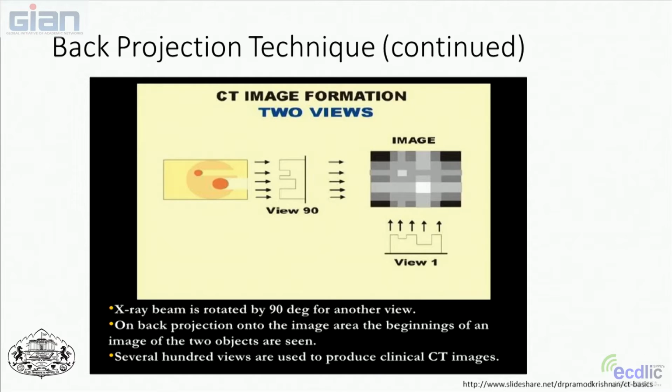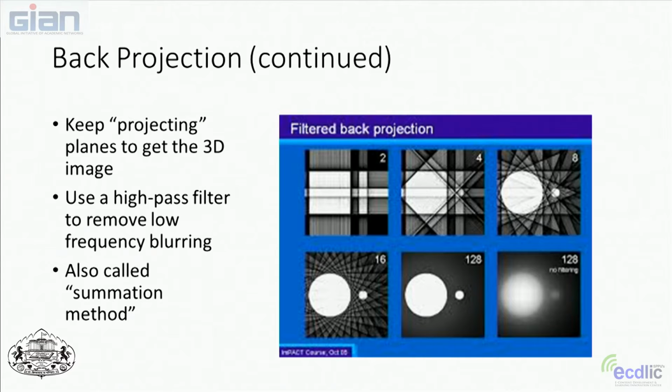We're taking the one image and combining it with the second image so that the areas that are less dense and more dense have different intensity values on the image. So you do this again, rotate it again, and rotate it again till several hundred views are used, and in doing so, you can start to form an image. Keep projecting planes and keep turning it, and eventually, by combining all these with an algebraic technique, you will end up with your image of the object.